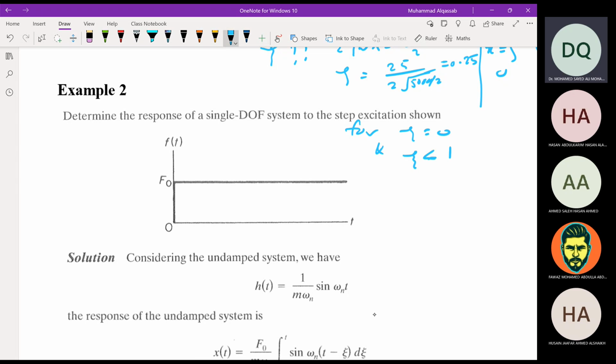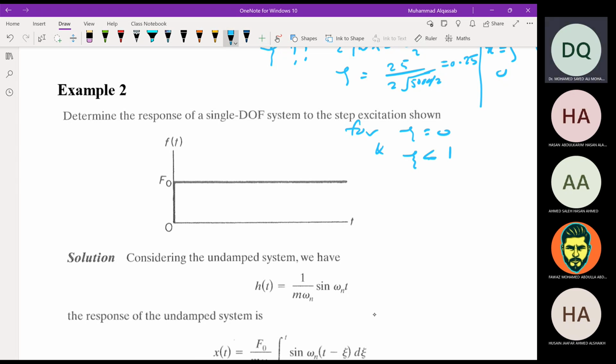Okay, for zeta less than 1, which is the underdamped case, this is h of t, which is e to the power minus zeta omega n t over m omega d sine omega d t. Instead of using the convolution integral, he applied the differential equation, or he solved the differential equation.